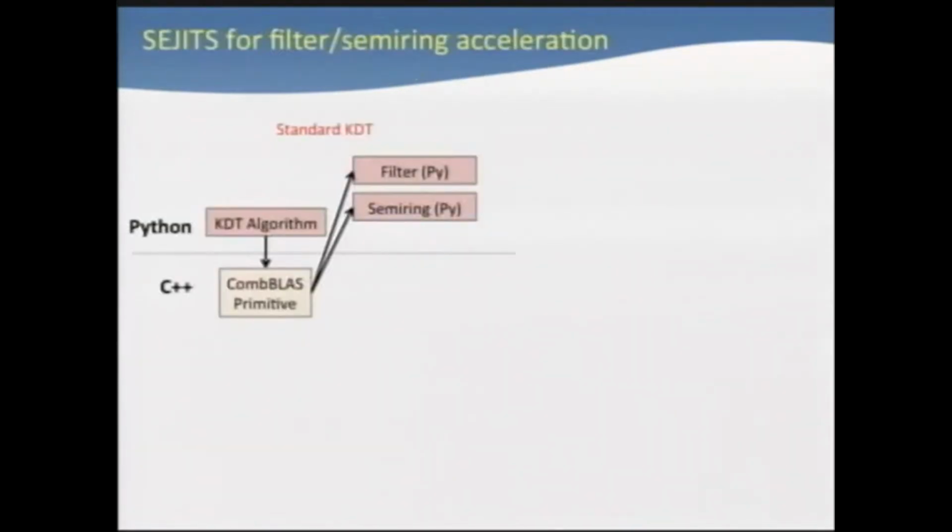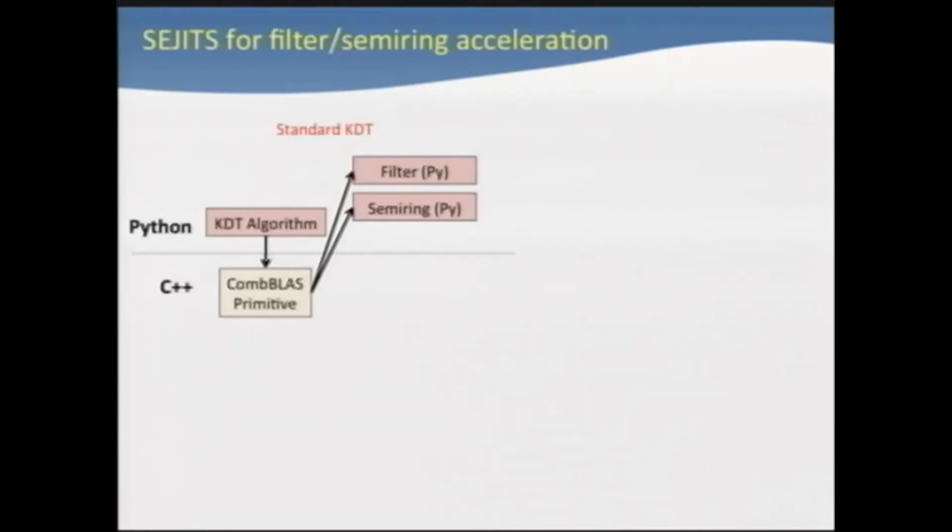And in a picture, it looks like this. I'm going to come back to the previous one. So this is the Knowledge Discovery Toolbox algorithm. This is the Combinatorial BLAS primitive. So it calls it, but every time it needs to examine an edge or vertex, it needs to go make a semiring operation, it's making an upcall to Python.